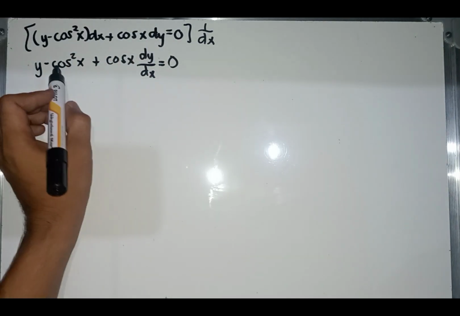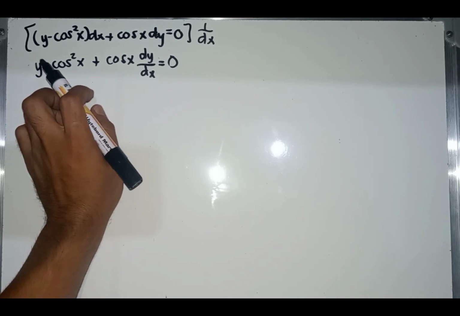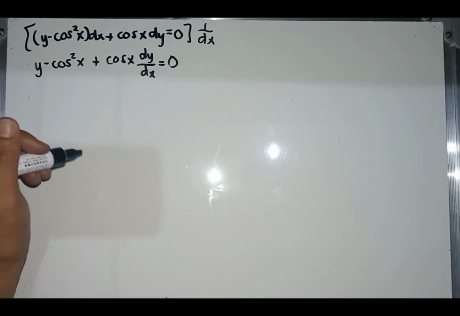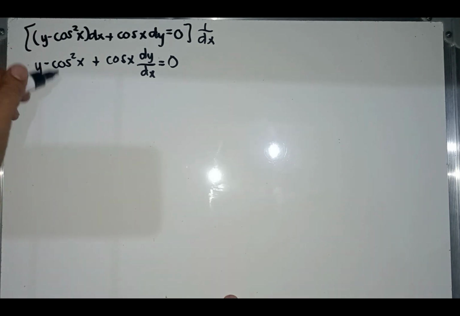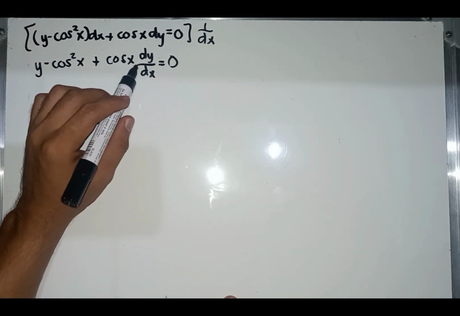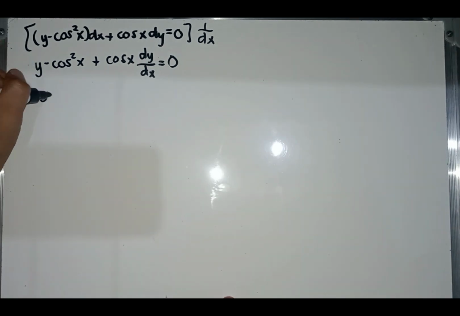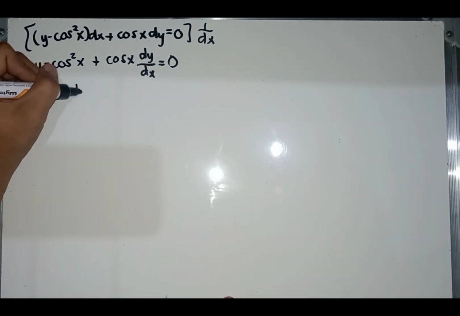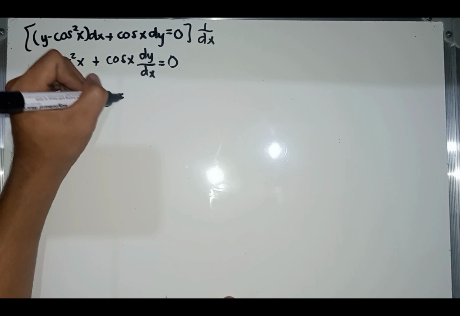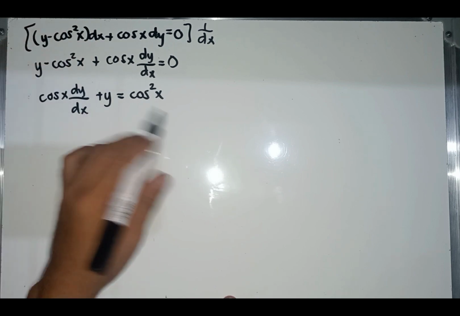So we're going to transfer this term here and use it as our Q of x later. We're going to put the dy/dx term first. So this will become cosine of x dy over dx plus y is equal to, this will become positive cosine of x, cosine squared of x.